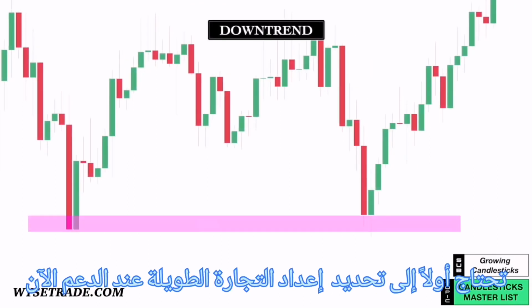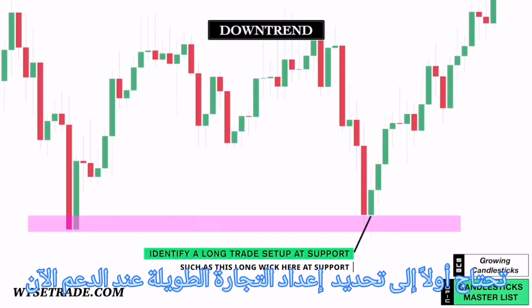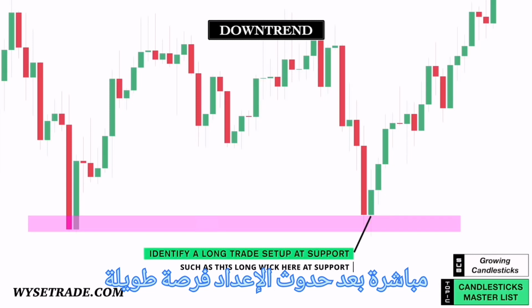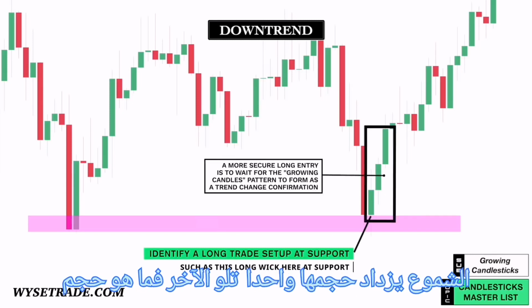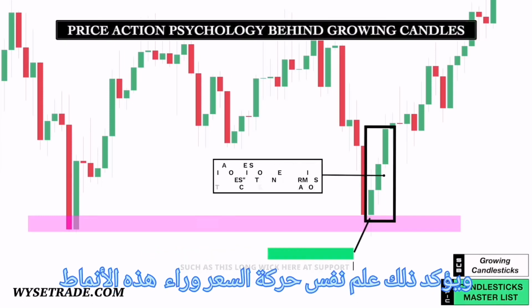You first need to identify a long trade setup at support. Now, right after the long opportunity setup occurs is when you would look for this pattern to form, where the candles increase in size one after the other. So what is the price action psychology behind this?